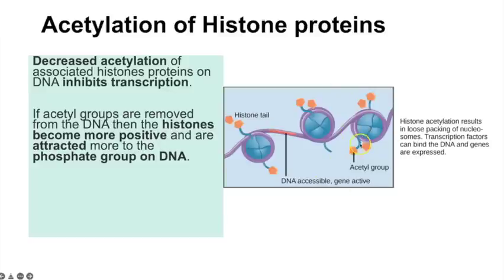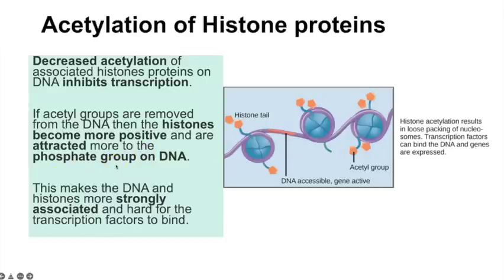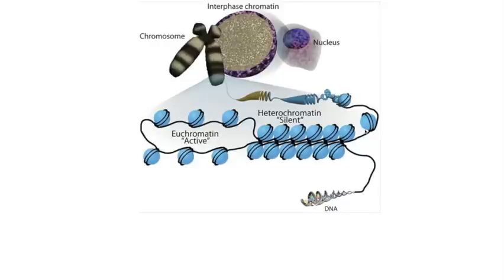But if you take away the acetyl groups, which are negative in charge, that means the histones themselves are more positive, and they'll then be able to attract the phosphate group on the DNA more, which is negative. And that makes the DNA and the histones more strongly attracted and associated, and again it coils up more tightly, preventing the transcription factors from being able to bind. So if you don't have very many acetyl groups bound, you also have transcription being inhibited.